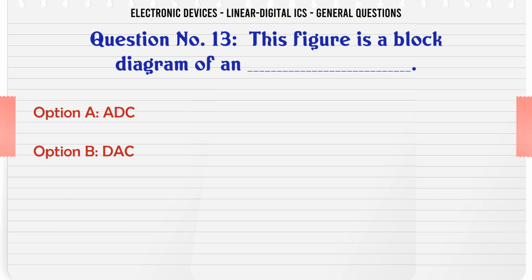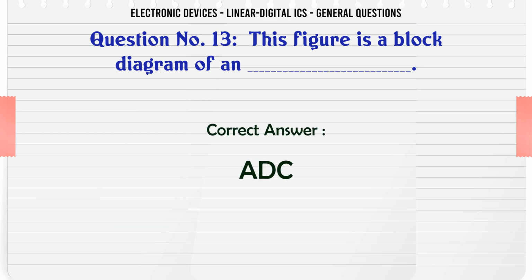This figure is a block diagram of an A. ADC. B. DAC. C. Comparator. D. 555 timer. The correct answer is ADC.